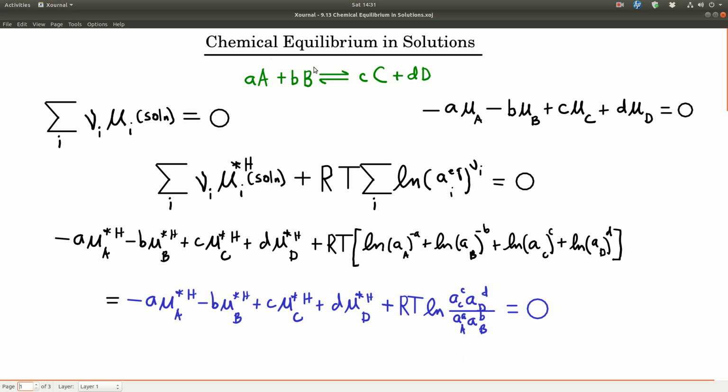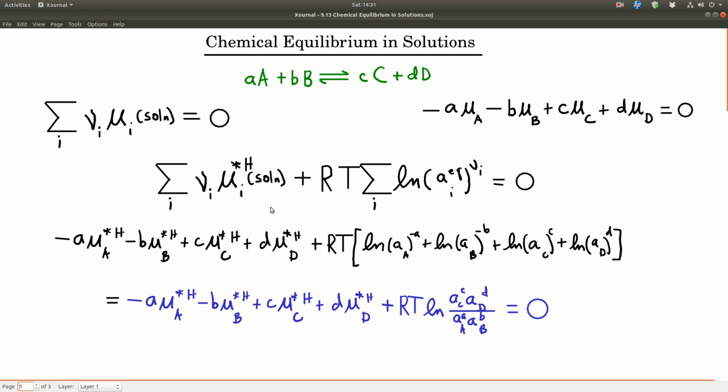Specifically for our generic equation, it would look like this, where these lowercase letters are the coefficients and the chemical potentials of each of the different species. For the reactants, the coefficients are negative because we're losing them, and positive for the products. We also know that we can write a chemical potential in terms of the chemical potential of the pure substance plus the RT ln of the activities raised to the power of their coefficients.